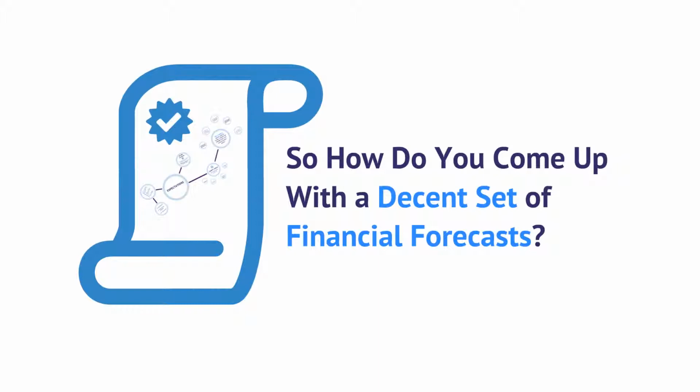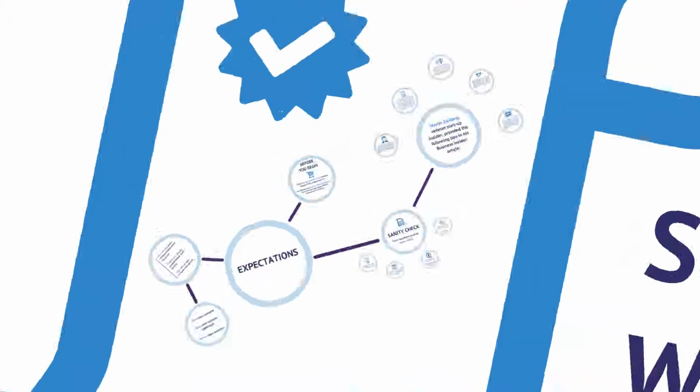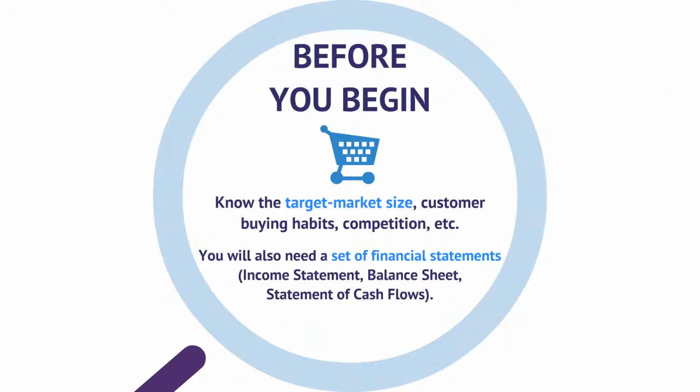So, how do you come up with a decent set of financial forecasts? Before you begin, you need to know the target market size, customer buying habits, and competition. You will also need a set of financial statements. For example, an income statement, balance sheet, and statement of cash flow.